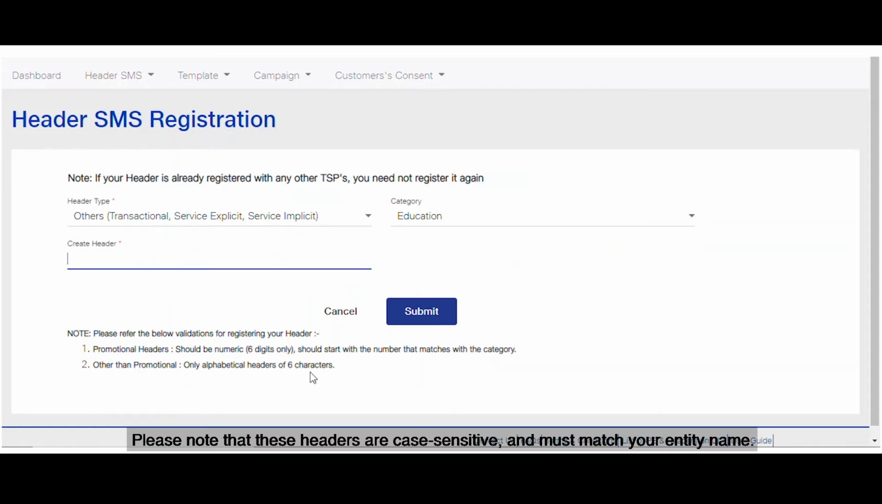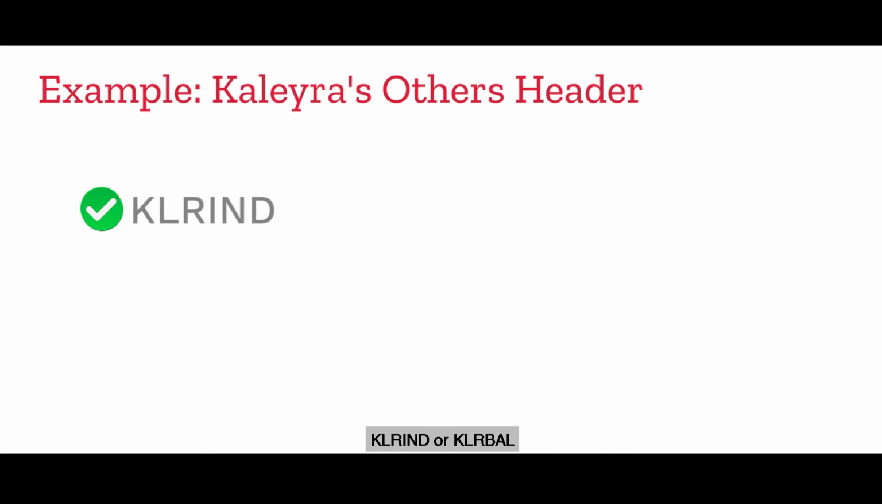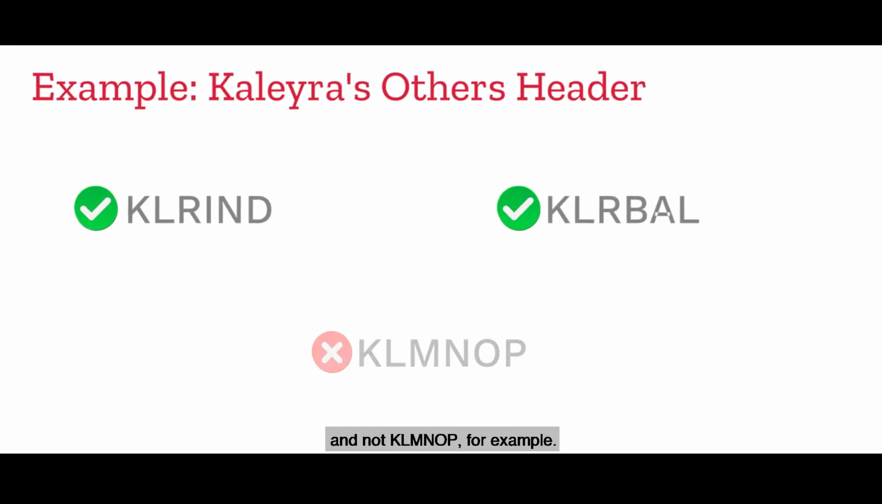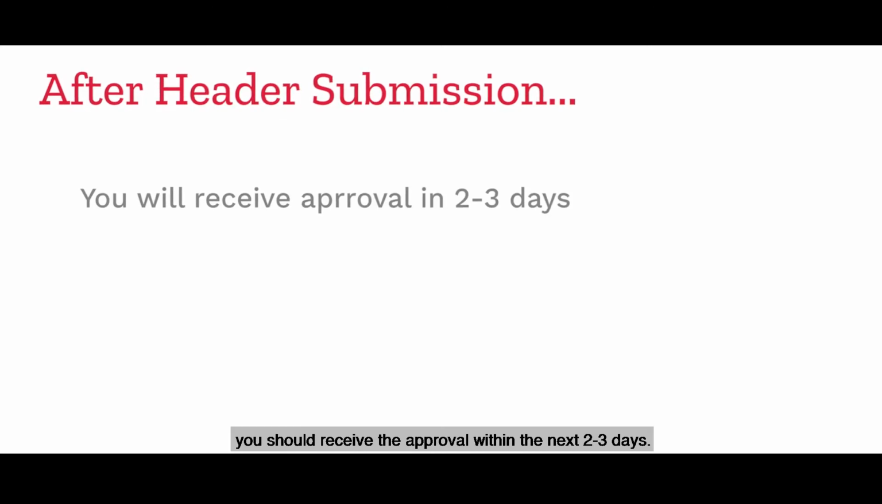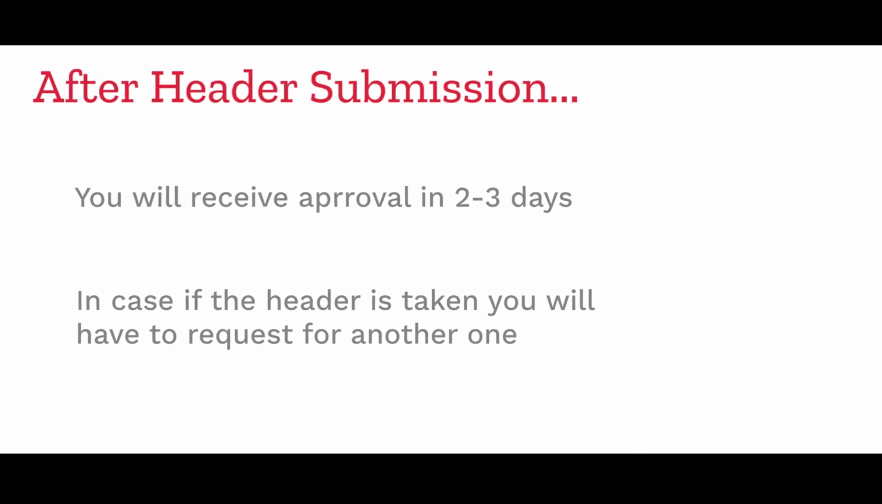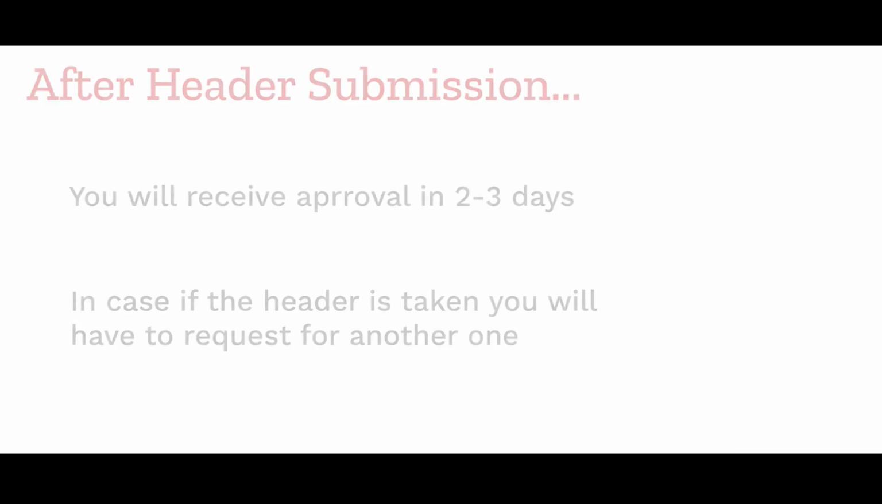Please note that these headers are case sensitive and they must match your entity name. For instance, Kaleyra's Others header would be KLRIND or KLRBAL and not KLMNOP, for example. Once you have submitted the headers, you should receive the approval within the next 2 to 3 days. In case the header has already been taken, you will have to request for another one following the same process.